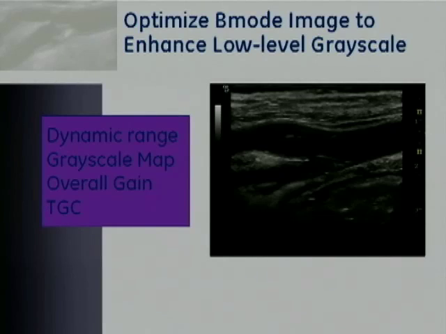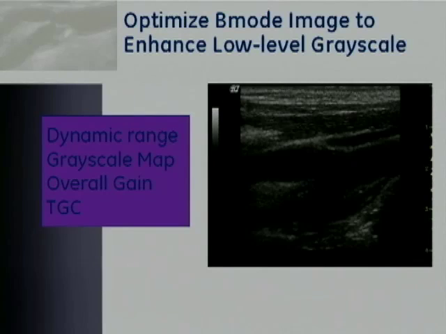Have the overall gain high enough that you could perceive plaque, and increase the TGC within the vessel enough that you're not eliminating any plaque that's present. And I'd rather have a few extra echoes in there that may be artifactual than to not see the plaque that's present. This is the point I'm trying to make.